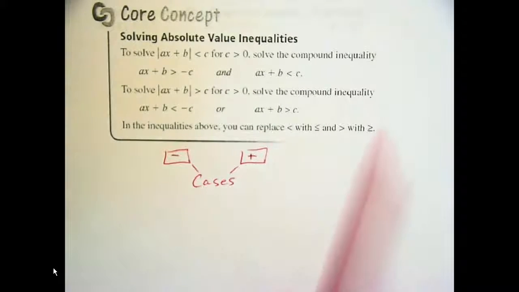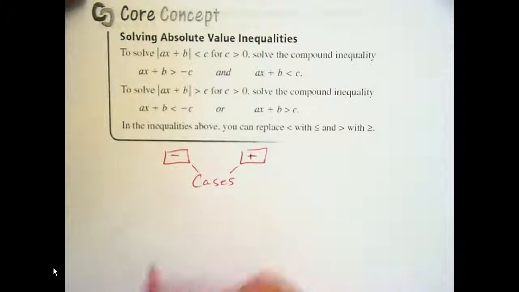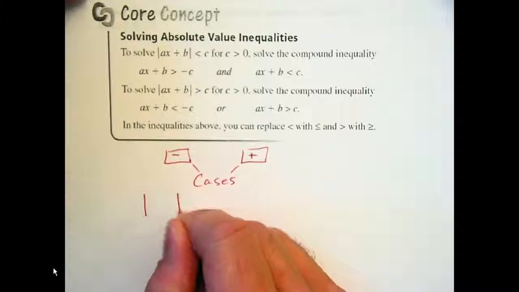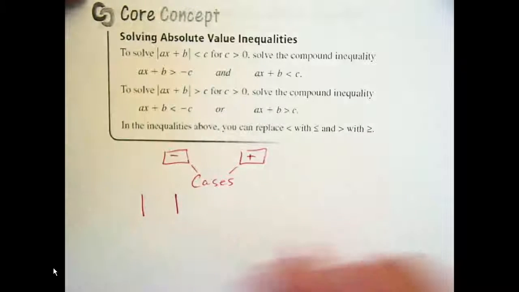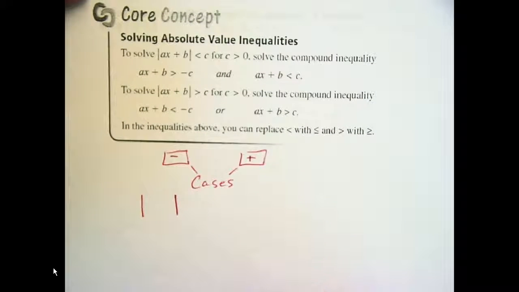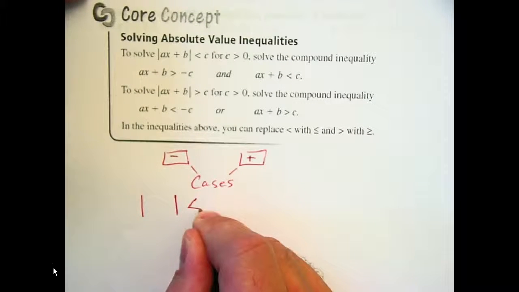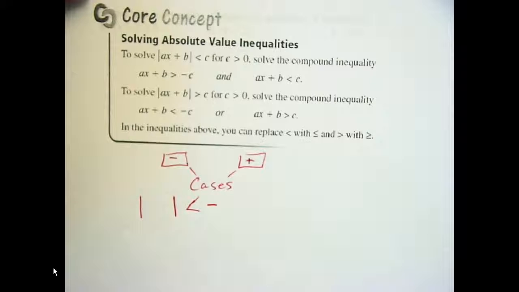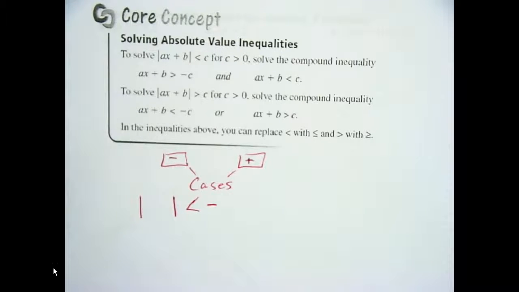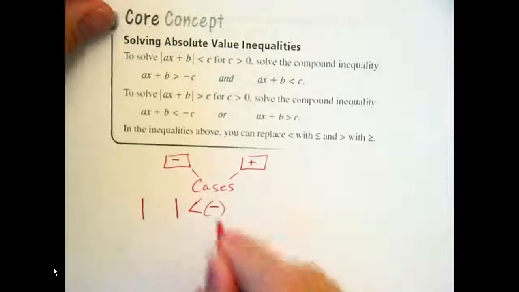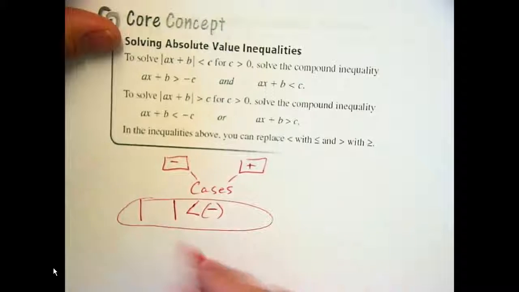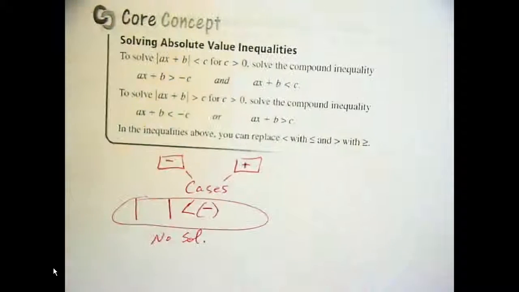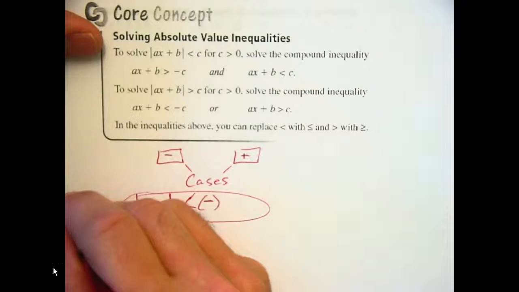All right? Some things with inequalities that you may want to write down. First, an absolute value inequality, like we know an absolute value cannot equal a negative. My question is, can an absolute value be less than a negative? Absolute value means distance from zero. It represents a distance. Is it possible for a distance to be smaller than a negative? No. So if you saw that, this would mean no solution. In other words, it would be a negative number.